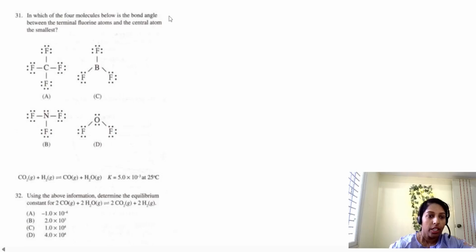Next one. In which of the four molecules below is the bond angle between the terminal fluorine atoms and the central atom the smallest? Okay, so here first one has tetrahedral geometry, right? This one you need to study, the different electron clouds, how different shapes are there. So central atom with 4 electron cloud bond pairs, tetrahedral. And here central atom with 3 bond pairs, so trigonal planar. Trigonal planar bond angle is 120 and tetrahedral is 109.5.